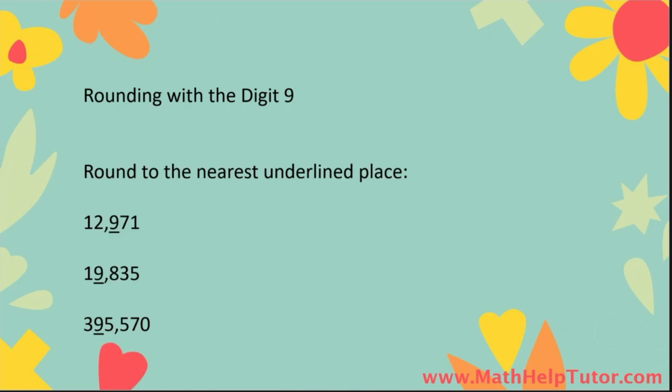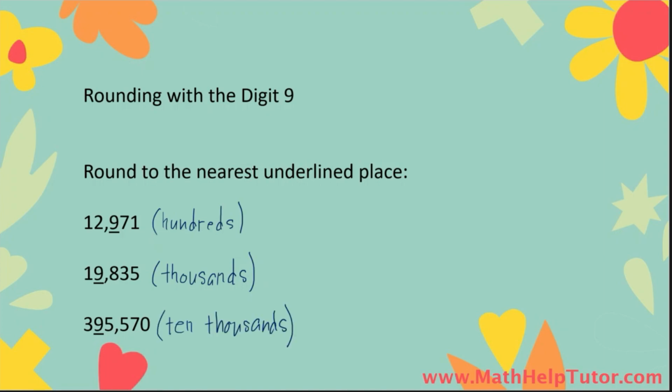So here we are being asked to round the following numbers to the nearest place of the underlined digits. For the first number, we're being asked to round to the nearest hundreds place. For the next number, the nearest thousands place. And for the last number, the nearest 10,000s place. So let's try this concept on a few examples.